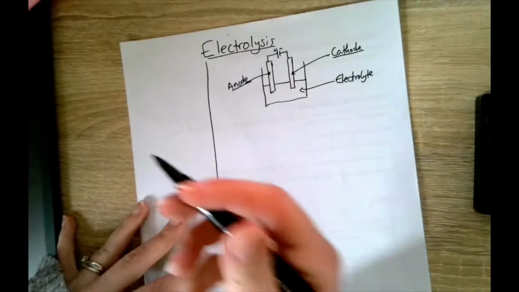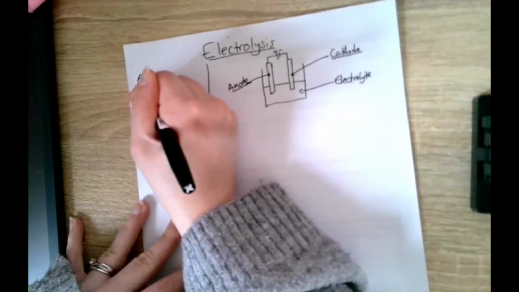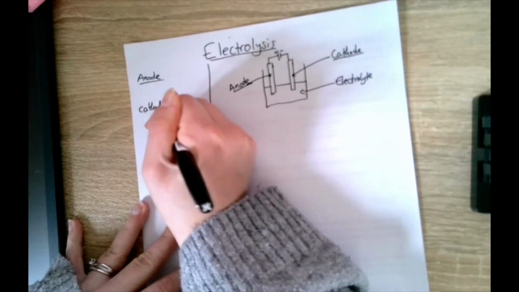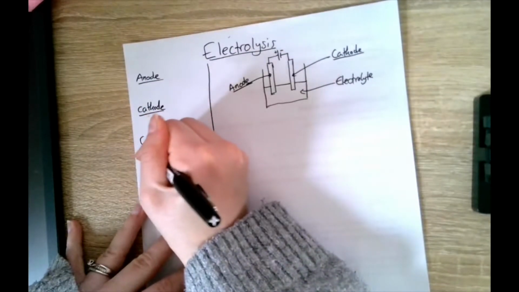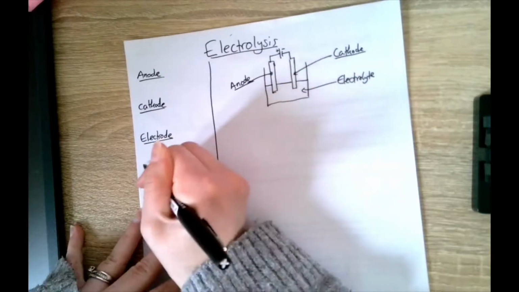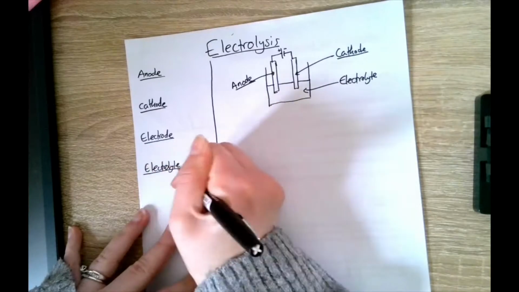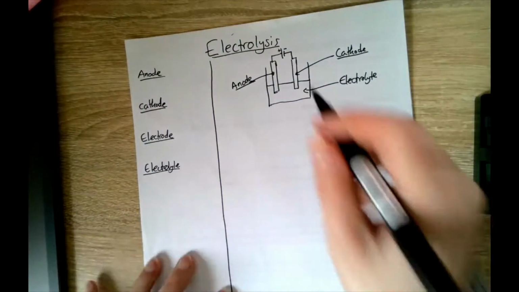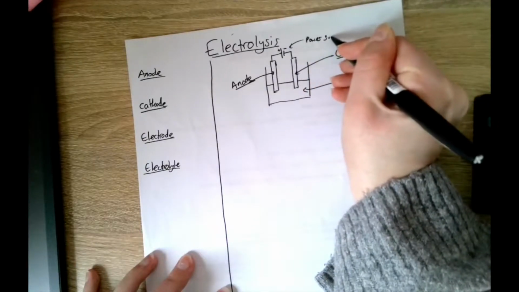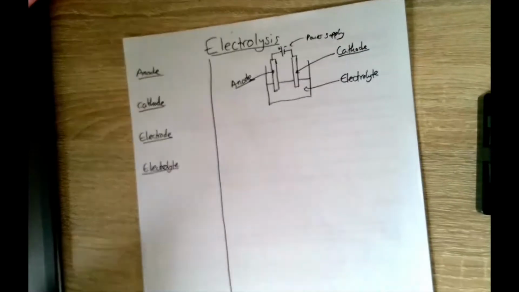So already we've started throwing some keywords around. So we've got anode, cathode, electrode, electrolyte, and this of course is just the power supply, which is going to make this electrolysis happen.